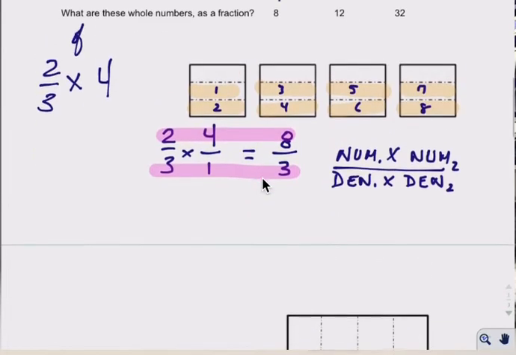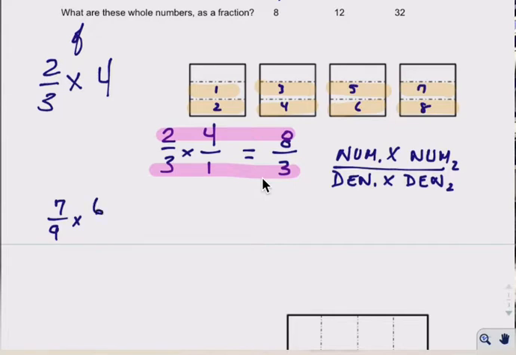Okay, so let's consider 2 more examples. Let's say we talked about 7/9 of 6. Well, again, a whole number as a fraction is that whole number over 1. And multiplying fractions, as we saw right above, is just numerator times numerator over denominator times denominator. Just for illustration, 7 times 6 is 42. 9 times 1 is 9. All right, one more example.